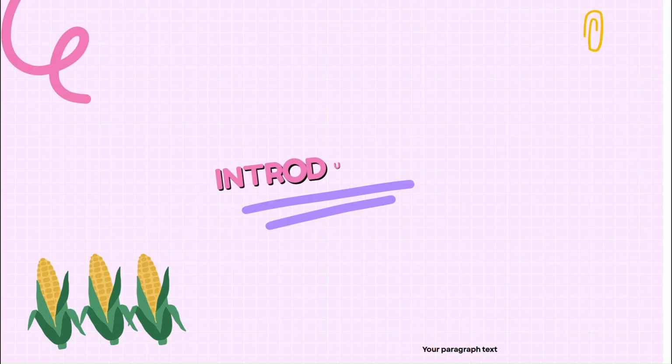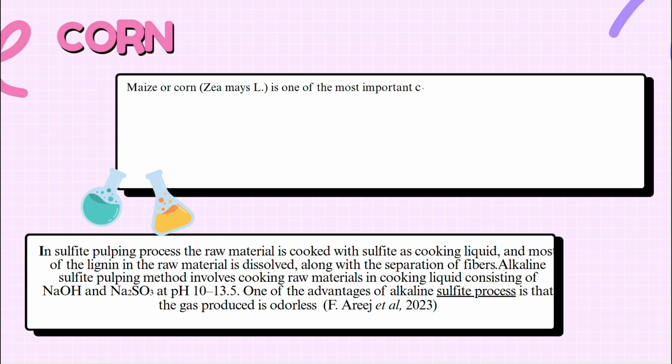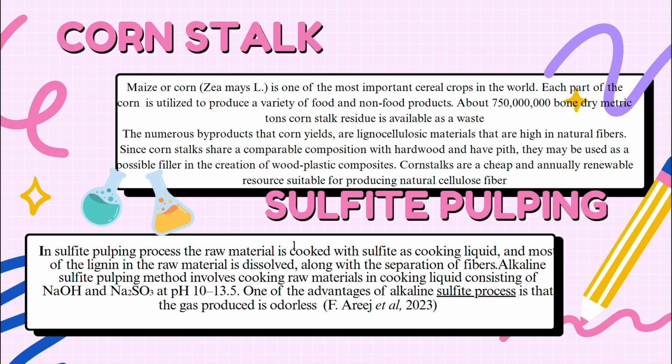So as for the introduction, corn stalk, maize or corn, is one of the most important cereal crops in the world. Each part of the corn is utilized to produce a variety of food and non-food products. About 750 million bone-dry metric tons of corn stalk residue is available as a waste. The numerous byproducts that corn yields are lignocellulosic materials that are high in natural fibers.